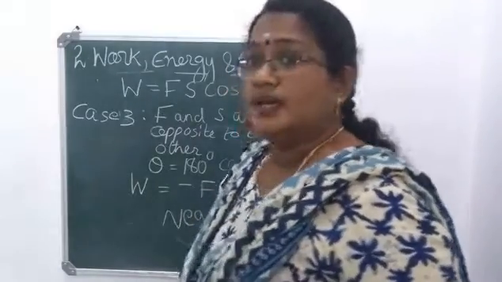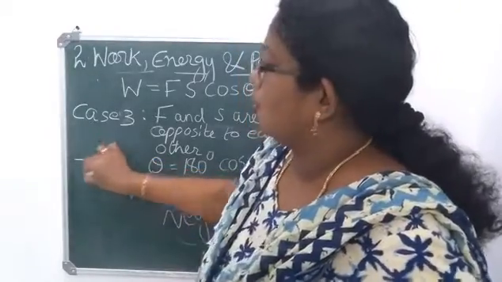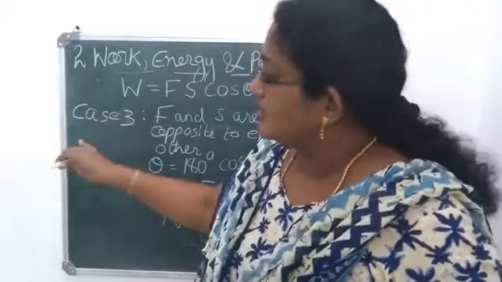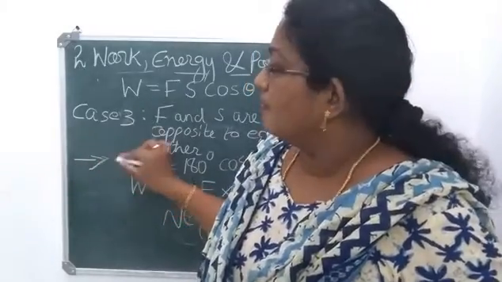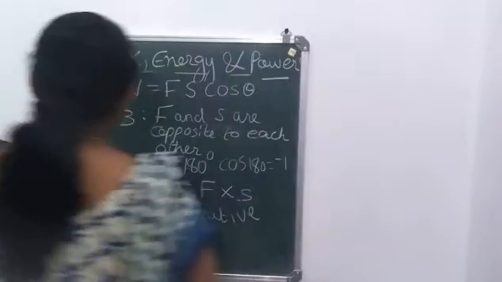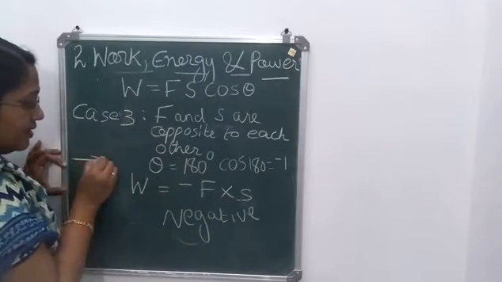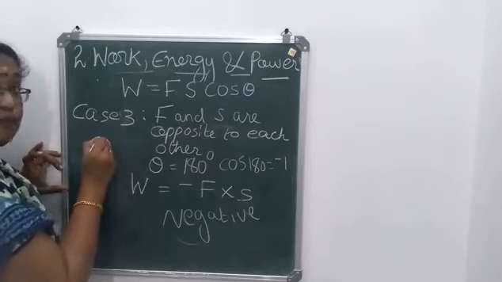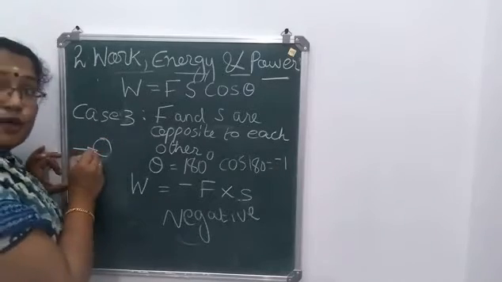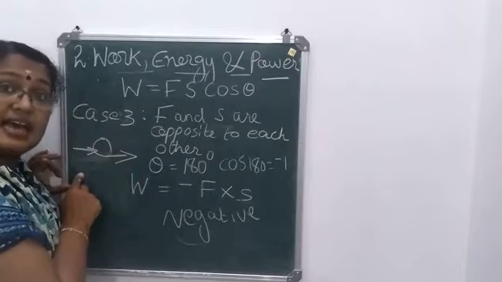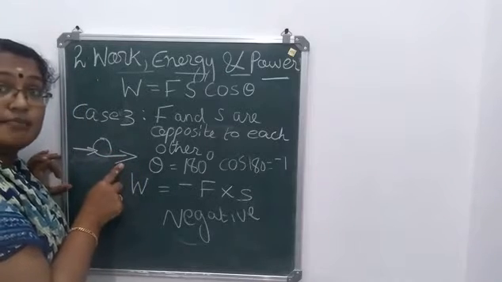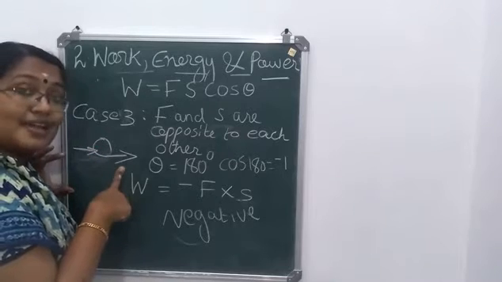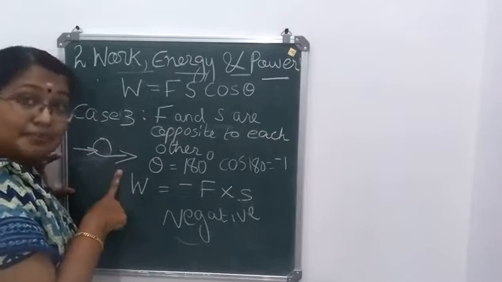When you are walking, you will be moving in this direction, or when a ball is rolling on a ground, force is exerted in this direction. Let this be a ball, a force is exerted on the ball and the ball is moving in this direction. So now it is an example for positive work, since the force exerted as well as the motion of the ball are in the same direction.